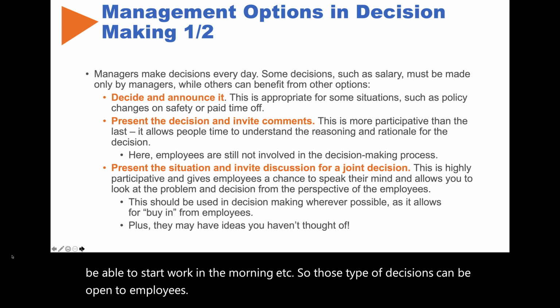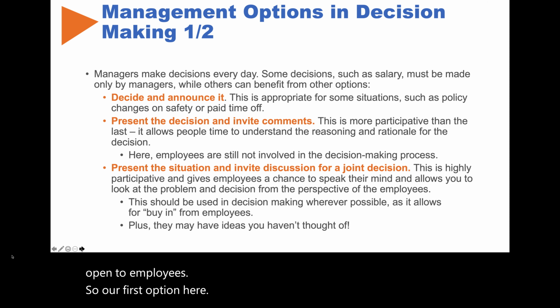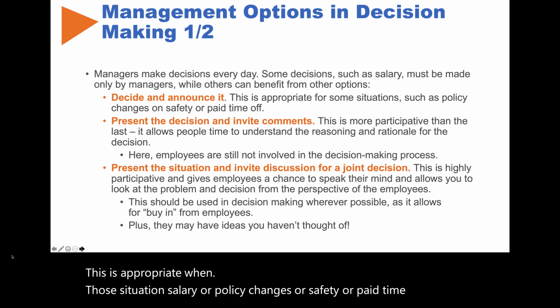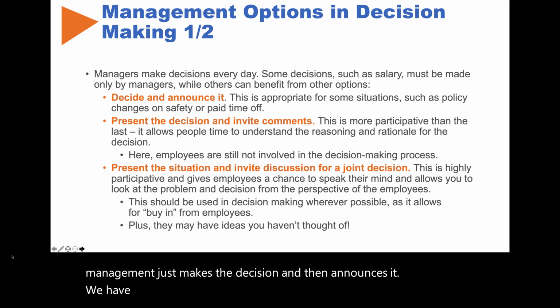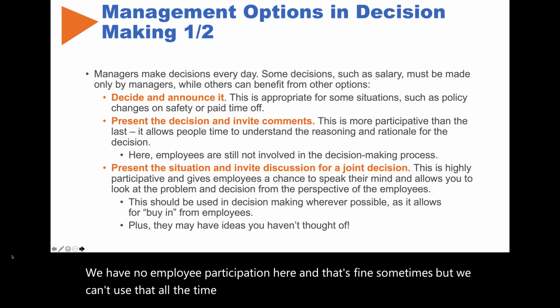So our first option here is called decide and announce. This is appropriate when those situations like salary or policy changes or safety or paid time off, management just makes the decision and then announces it. We have no employee participation here, and that's fine sometimes. But we can't use that all the time because that means that we will demoralize our employees.